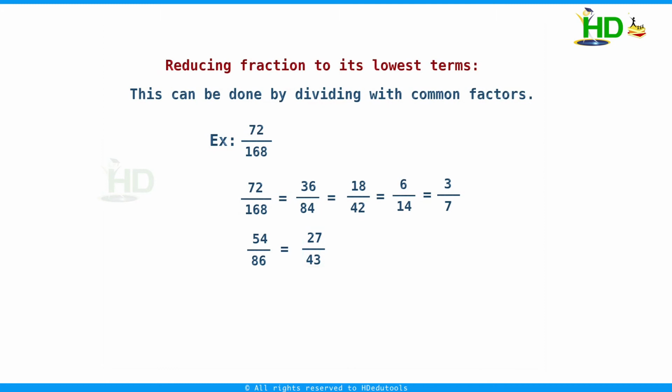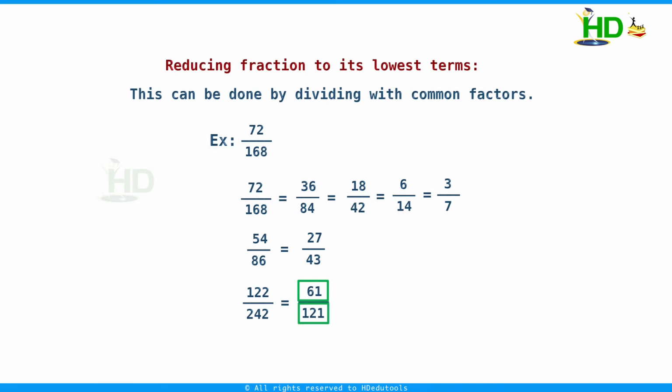Now take another example 122 by 242. Now here 2 is a factor to both the numerator and denominator. So we can divide 122 by 2 and also 242 by 2. Then we'll get this as 61 by 121.